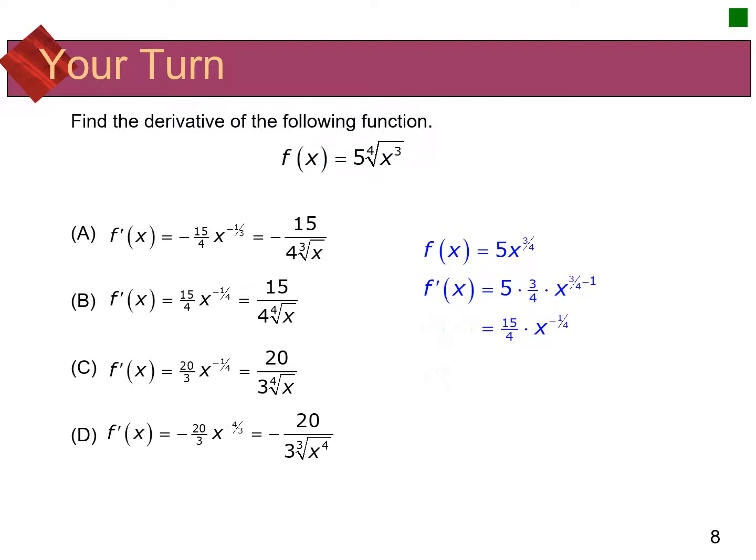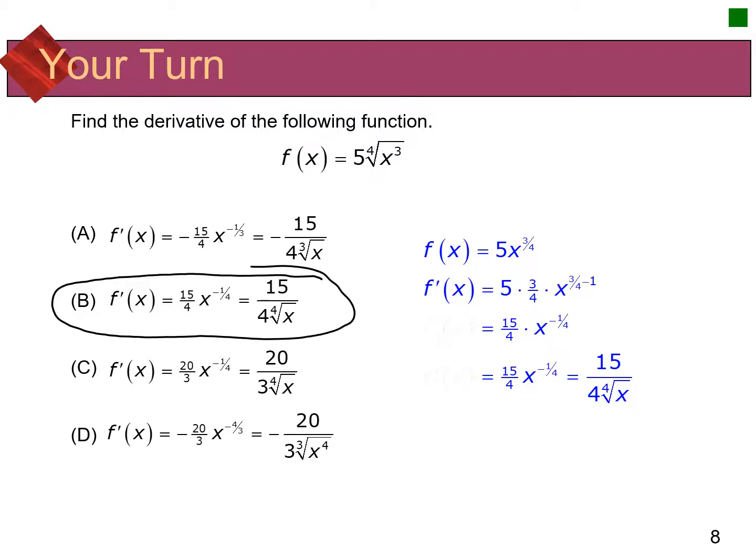3x to the 3/4 minus 1 is a negative 1/4, so I end up with 15/4 times x to the negative 1/4 power, which is 15/4 x to the negative 1/4 power, or 15 over 4 times the 4th root of x, which kind of goes along with choice B in this question here.